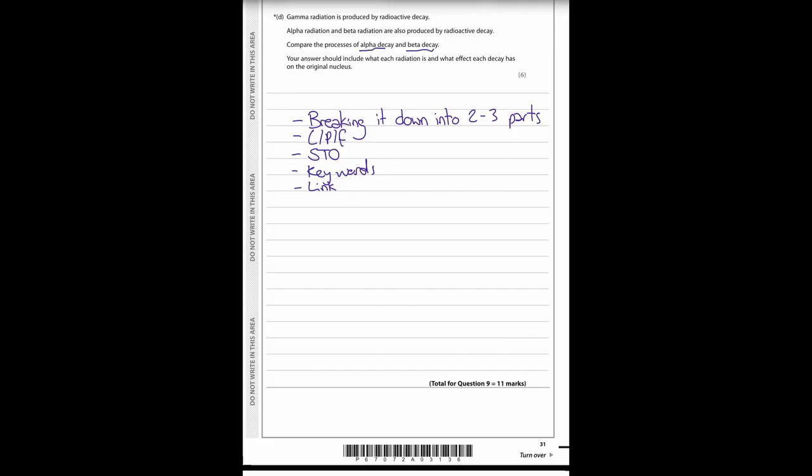And this is actually a really nice question because it says your answer should include what each radiation is and what effect each decay has on the original nucleus. So they've basically done half the job for me. They've told me how I've got to break it down. So I know that you could say it's going to be 2 parts. Half it's going to be alpha, half it's going to be beta. But I've got to say what alpha is. I've got to say what beta is. I've got to say how alpha affects the nucleus. I've got to say how beta affects the nucleus.